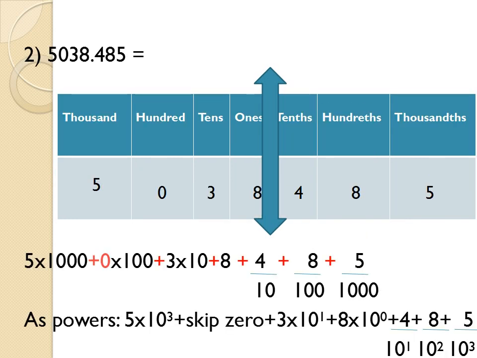Let's take another example. We have this number. We will put each number under its suitable digit. So we put 5 in the 1000, 0 in the 100, 3 in the 10th, 8 in the 1st, and then we put 4 in the 10th, 8 in the 100th, and 5 in the 1000th. Now this table we want to translate to expanded form.